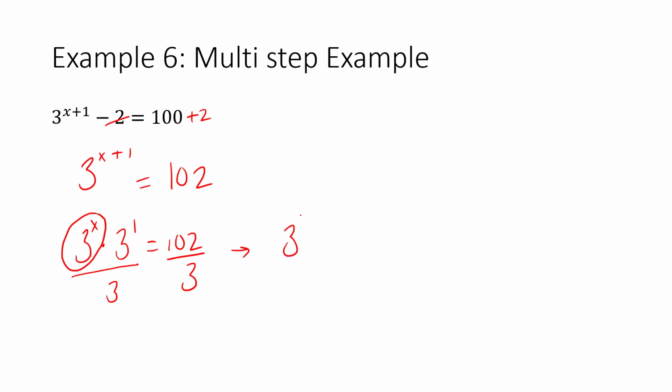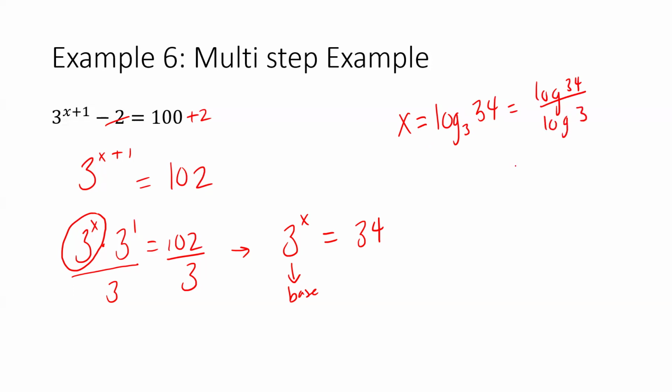So we're going to be left with 3 to the x equals, what's 102 divided by 3? You get 34. Now is my exponential by itself. So x equals what then? What's my base now? My base is 3. So we have log base 3 of 34, which equals log 34 divided by log 3. Okay, remember the goal is your x has to be by itself.